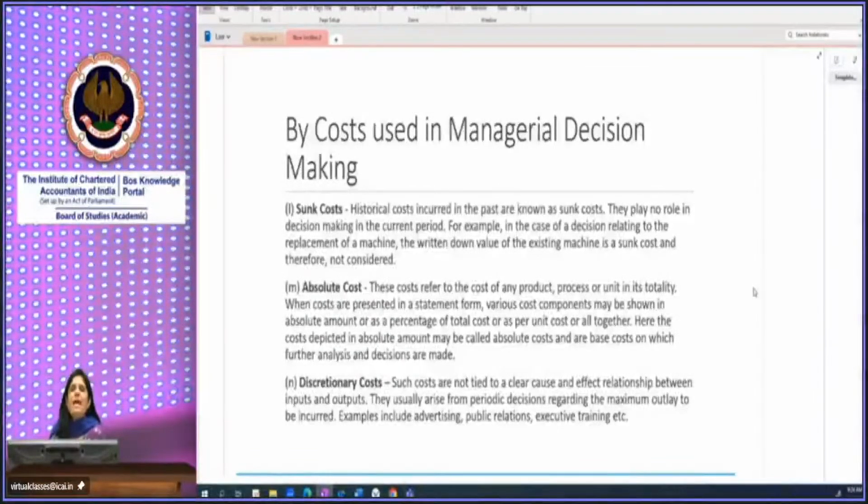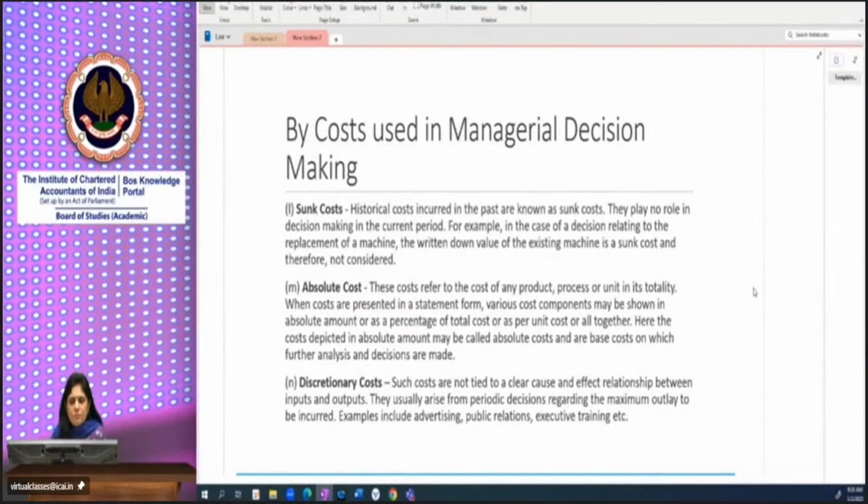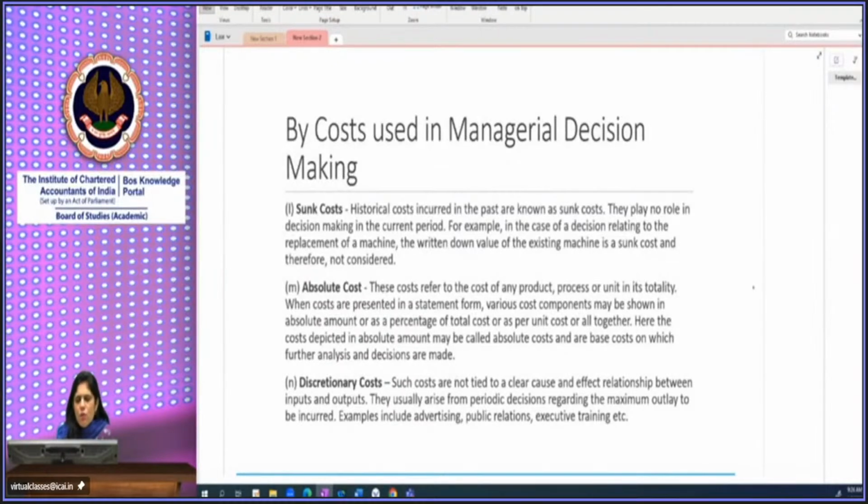So that means that's a sunk cost. You cannot do anything. Clear? Sunk costs don't play any role in decision making. Any replacement of a machine or whatever you have incurred in the past is a past story. It cannot affect your decision making today. That is a sunk cost.